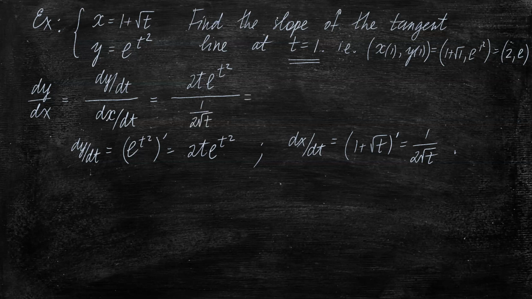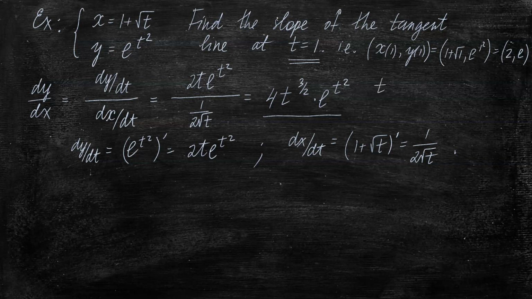So rewriting this fraction in the simplest form, we get 4t to the power 3/2 times e to the power t squared. So this is the expression for the derivative. We still need to evaluate it at 1.